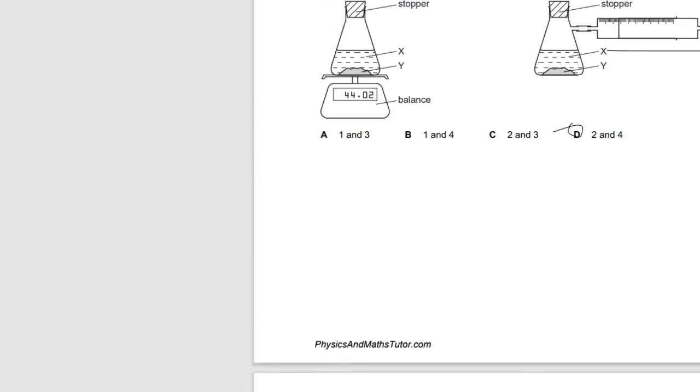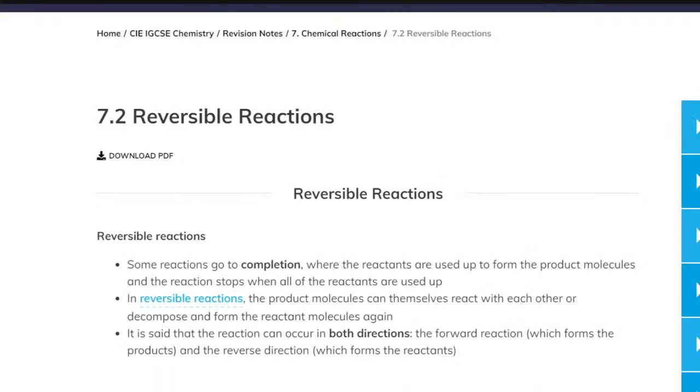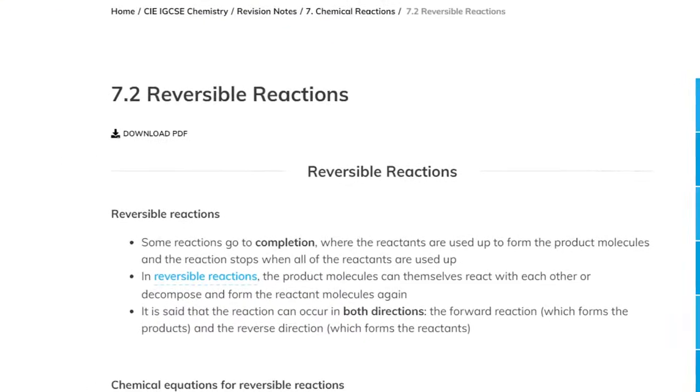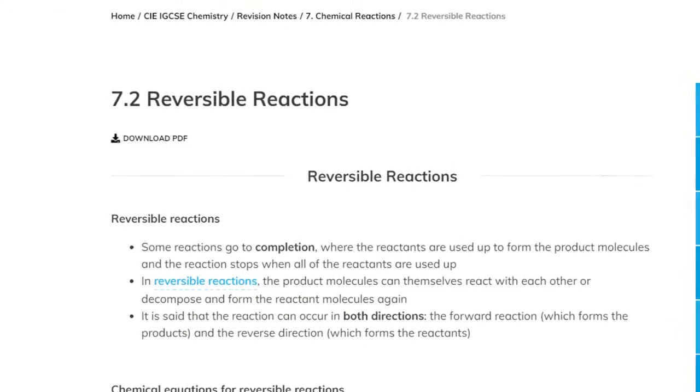Okay, so let's just do about 2 questions, and that will be good enough. Now, in the next live stream, we'll have a look at reversible reactions.